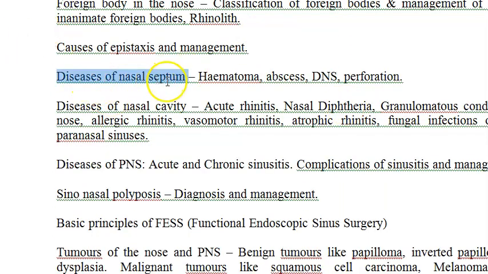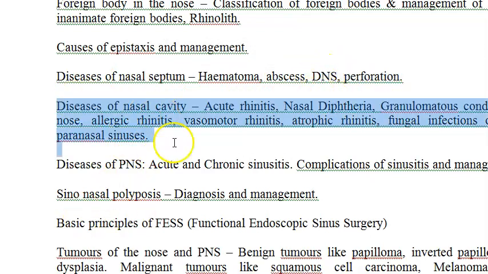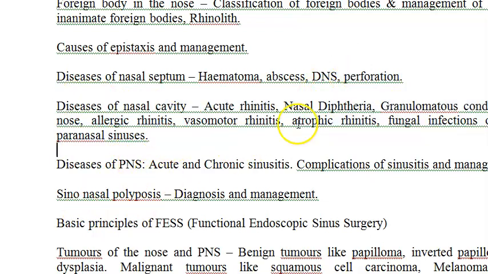Diseases of the nasal septum. You know that there is nasal septum, lateral wall of nose, etc. In the middle, what do you have? Nasal septum. In that you will read hematoma, abscess, DNS, perforation. What is DNS? Deviated nasal septum. Diseases of nasal cavity, acute rhinitis, nasal diphtheria, granulomatous condition of the nose, allergic rhinitis, vasomotor rhinitis, atrophic rhinitis. Because of some drugs this can happen, like some nasal decongestants, overuse, right? Atrophic rhinitis, fungal infections of the nose, paranasal sinuses.